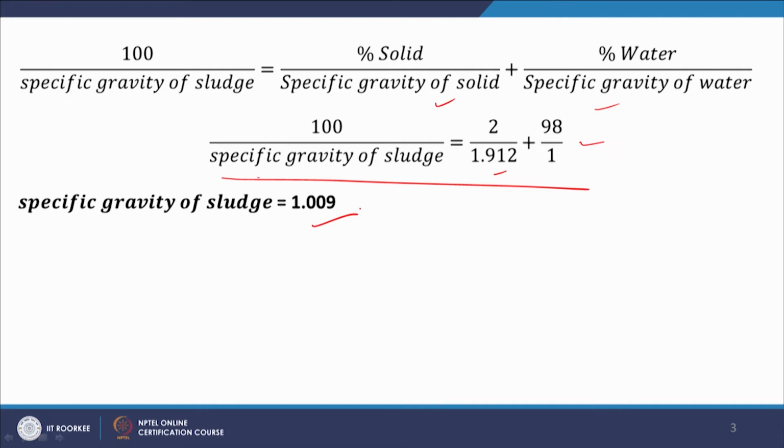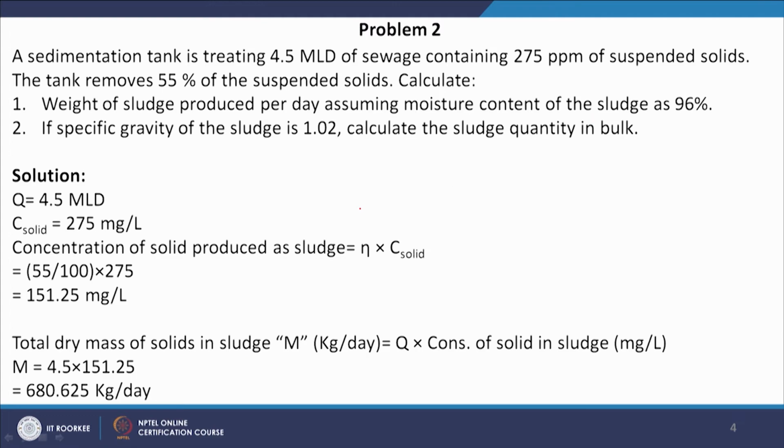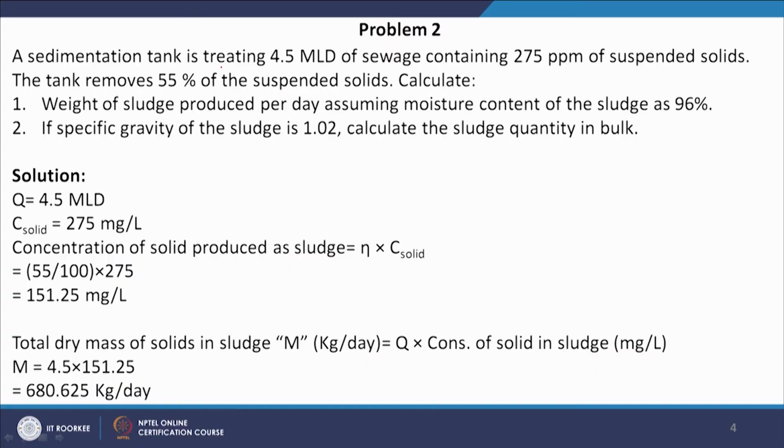So, now we are able to solve the problem. Now, we will see problem number 2. The statement is, a sedimentation tank is treating 4.5 MLD of sewage containing 275 ppm of suspended solids. The tank removes 55% of the suspended solids. Calculate the weight of sludge produced per day, assuming moisture content of the sludge as 96%, and second, if specific gravity of the sludge is 1.02, calculate the sludge quantity in bulk. So, this is the problem statement and we have to solve it.